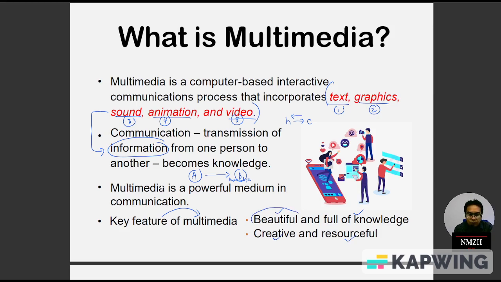Speaking about beautiful, I mean it's not about beauty in nature, but somehow it could be reflected as interactive, while the user browses it, uses it, touches it and so on. Obviously full of knowledge, so many contents are provided in that particular user interface, especially in multimedia apps. And then obviously it should be creative enough to compete with other apps or other multimedia resources, and obviously resourceful. Okay, so that means full of knowledge over here.